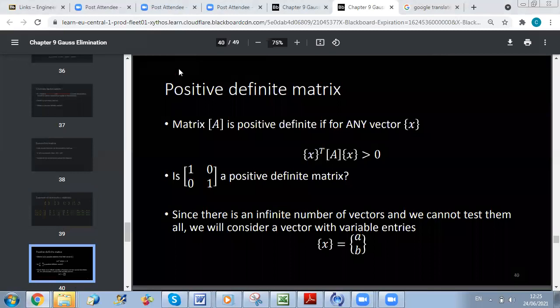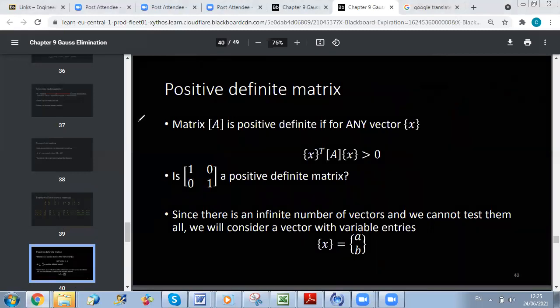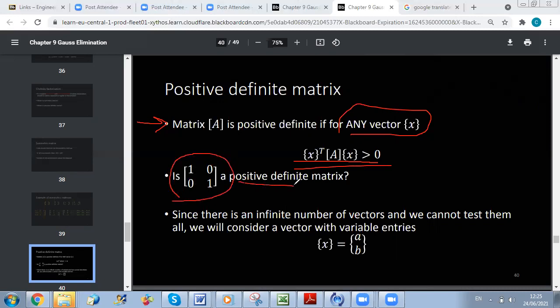Now, the second condition is that matrix A is positive definite: for any vector x, x transpose times A times x is positive. How can we demonstrate this? I will start from any vector. For example, here I want to prove that the matrix 1, 0, 0, 1 is a positive definite matrix. If I want to prove this, I should start from any vector x.